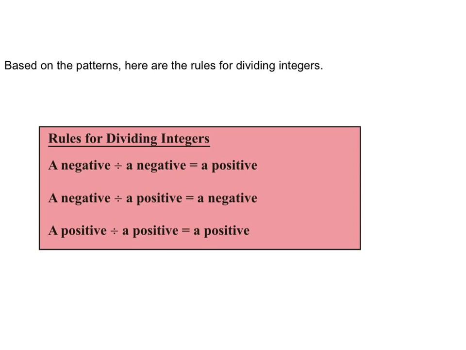So just like with multiplication, there are rules for dividing integers. Again, it depends on the signs of each. So if you take a negative and divide it by a negative, you're going to get a positive. If you take a negative and divide it by a positive, you're going to get a negative number. And a positive divided by a positive is also positive. Now this middle one, it could also be flipped. So if you take a negative divided by a positive, you'll get negative. And if you take a positive divided by a negative, you'll still get a negative. So one of each, it's negative.